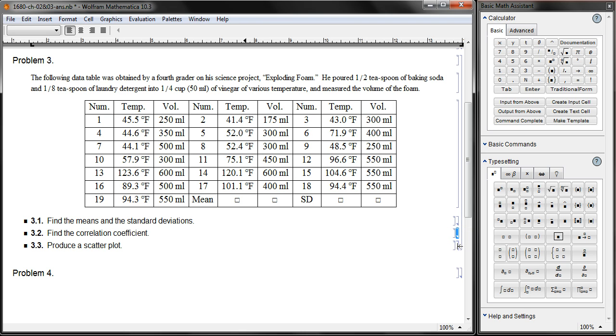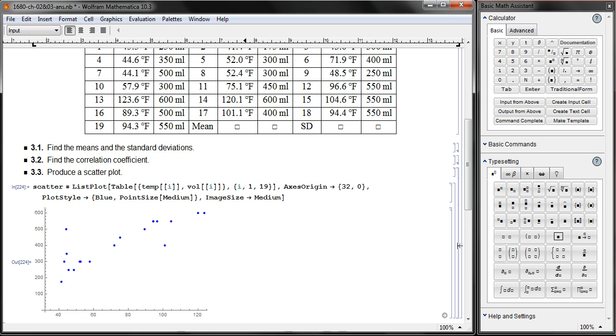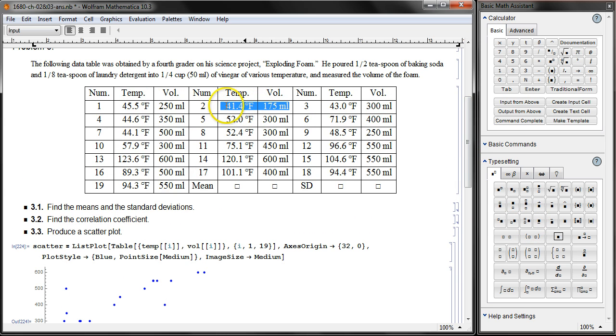Now, scatter plot. This is what a scatter plot is all about. The x coordinate is the temperature in Fahrenheit. The y coordinate is the volume in milliliters. Each dot represents a datum. For example, 41 degrees and 175 milliliters is this one.